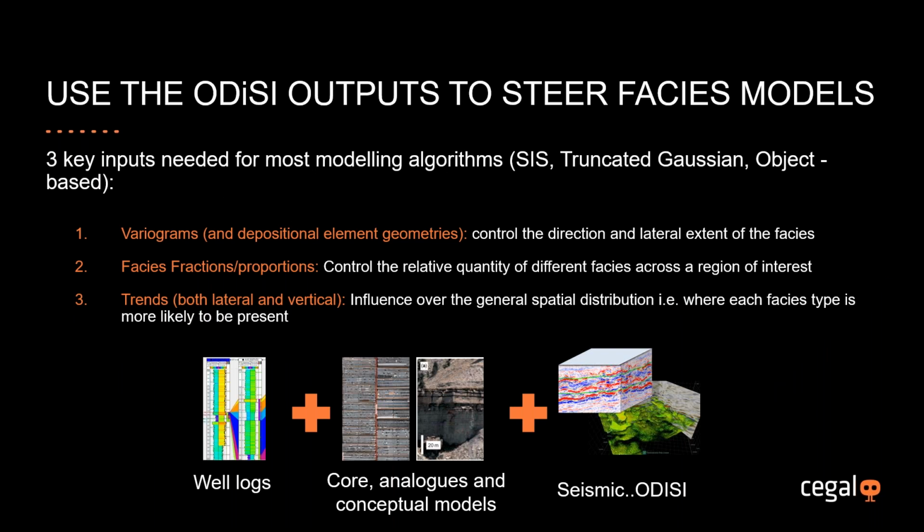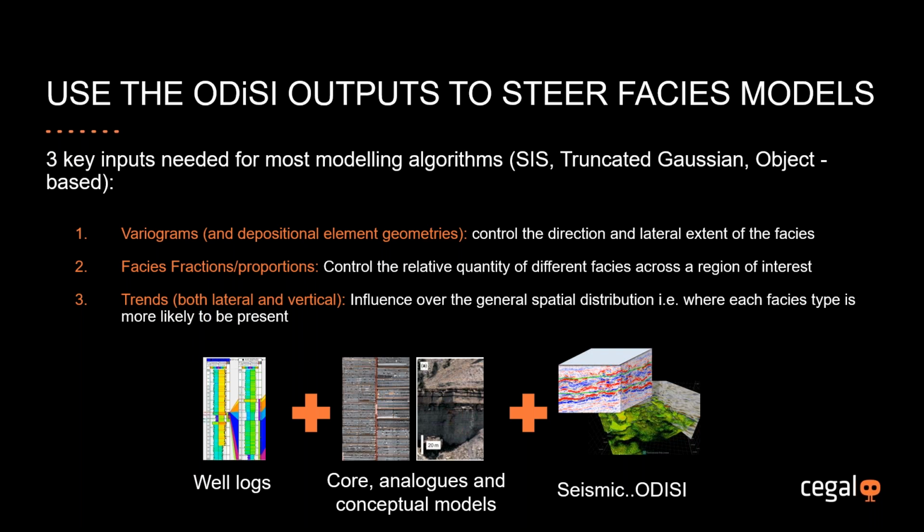So regardless of the algorithm you're using, whether it's kriging, object-based, or one of the Gaussian methods, there's usually always 3 key inputs needed to build yourself a robust and reliable facies model, or should I say defendable. Firstly, we set about defining our variograms and our depositional element geometries, where we use object-based modeling, and these control the direction, orientation, and lateral extent of our facies populations. They also impart a sort of key influence on our connectivity in our models.